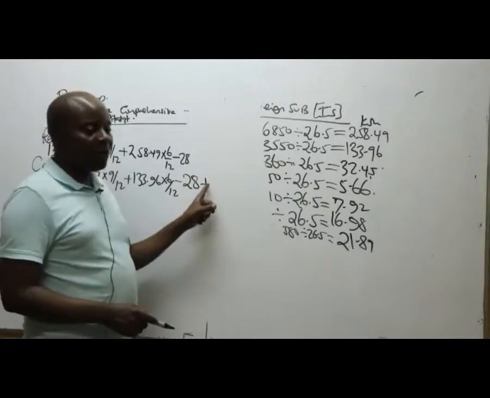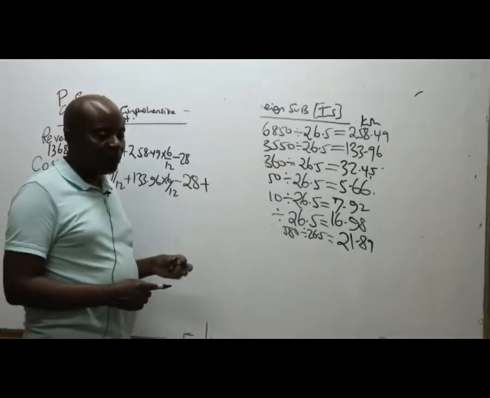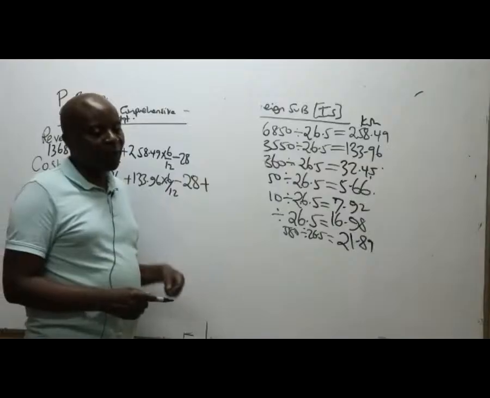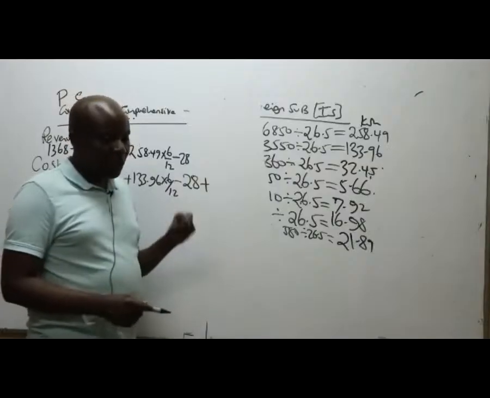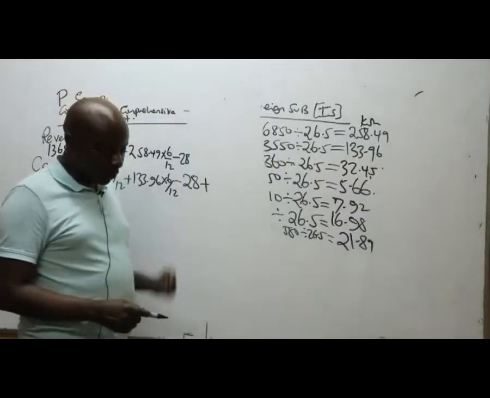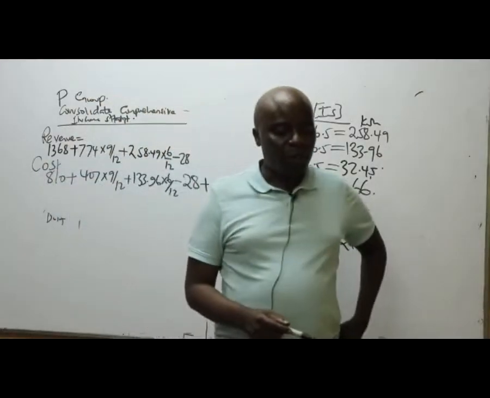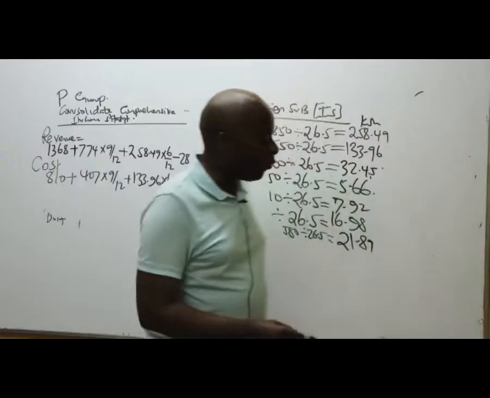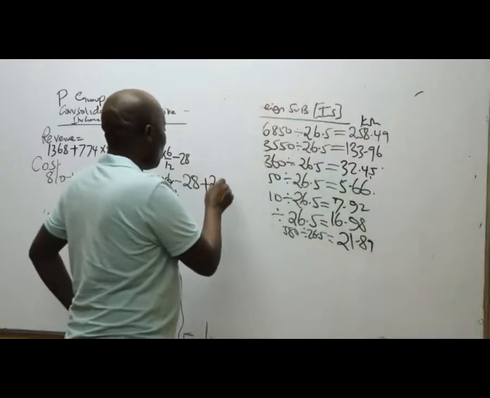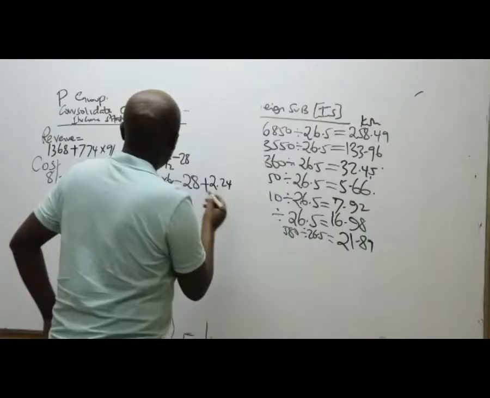Is there somebody who can remember the UPS figure? Less intra-sales and add UPS. What is the UPS figure? 2.24. The UPS figure is 2.24, like that. I don't have any adjustments here.